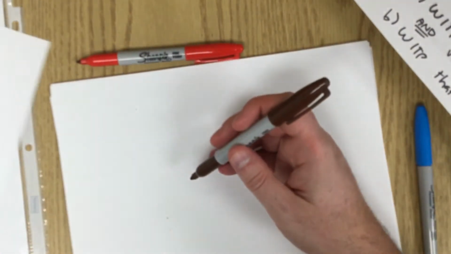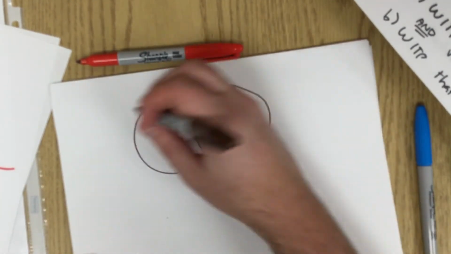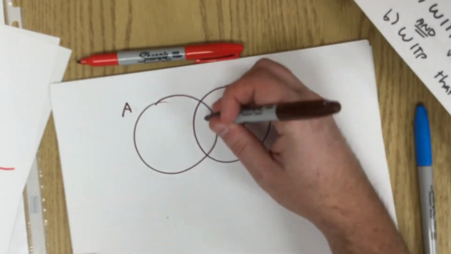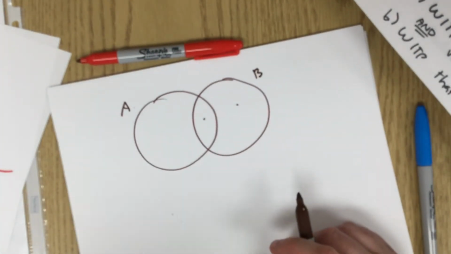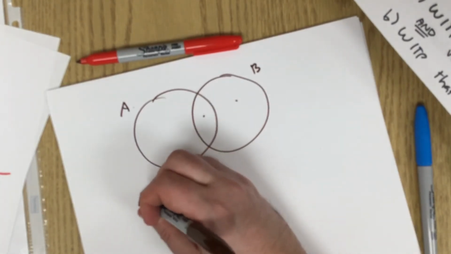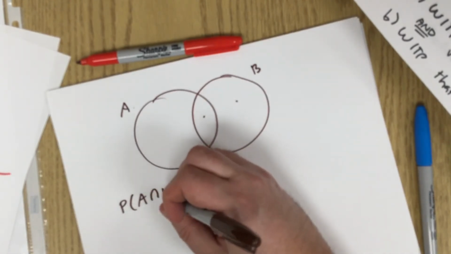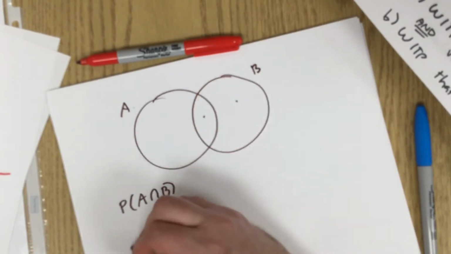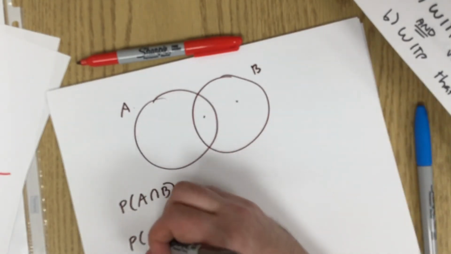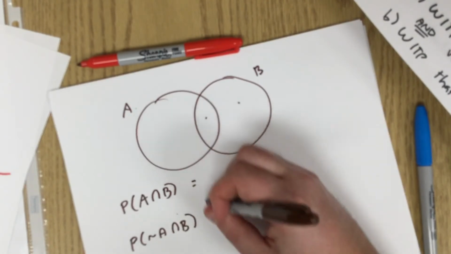Now the probability of B is not as trivial. B could be done in two different ways, right? So we could do it there or there. There are two ways to get B. We could have A and B, and there's also the probability of not A and B.